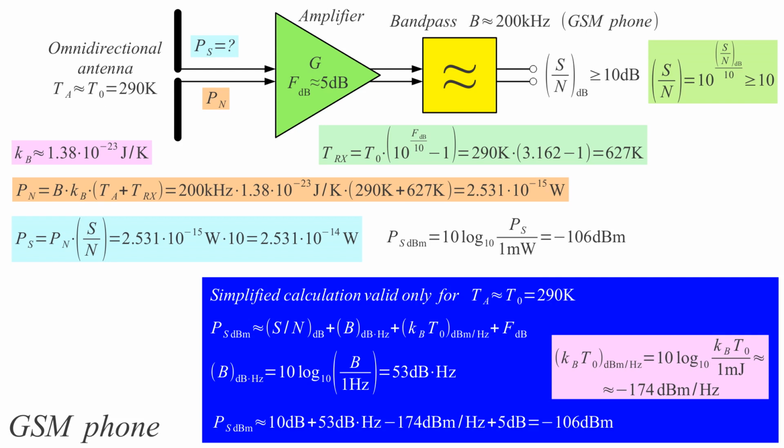The question now is, what is the sensitivity of the receiver of the GSM phone? For the sensitivity of the receiver, we need a signal-to-noise ratio, which we will see more when we deal with modulations. To demodulate a GSM signal, we need a signal-to-noise ratio of approximately 10 dB in a bandwidth of 200 kilohertz.